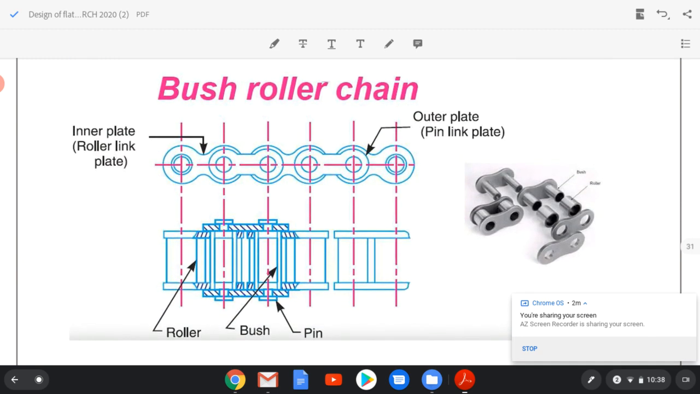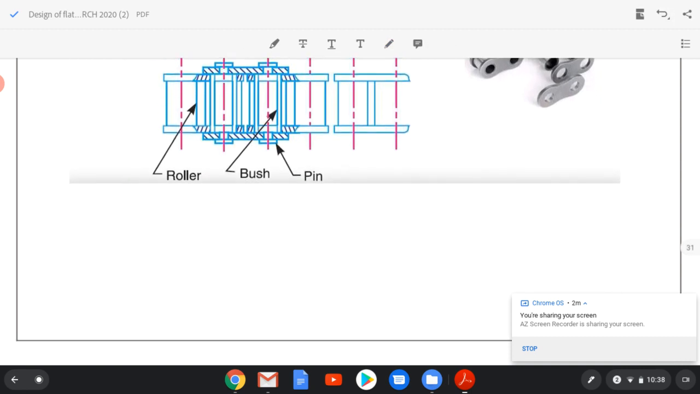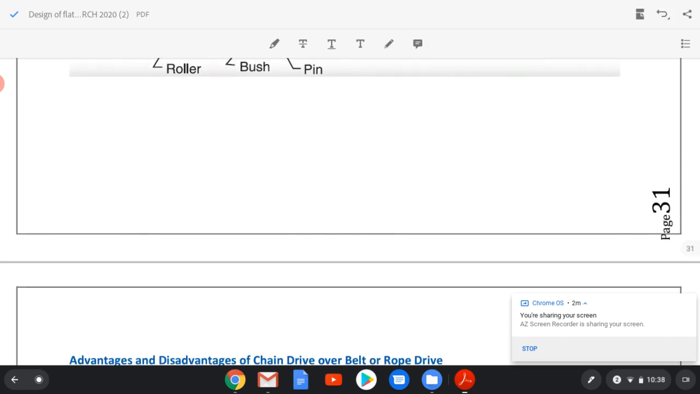Then we have different types of chains, in which the first one is the bush roller chain, where there will be a bush and the roller which will be connected by a hinge pin, and this is a common type of chain which we use in our life. We can see such chains in bicycles, in automobiles, bikes.